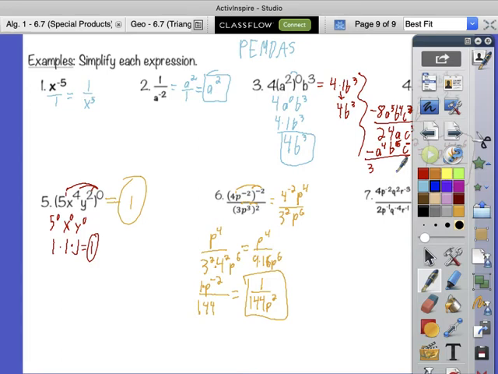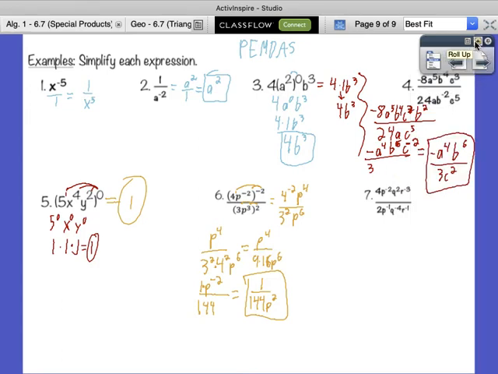Let's go and take a look at number 7 here. 4p to the negative second, q squared, r to the negative third, all over 2p to the negative first, q to the negative fourth, r to the negative first. Got a lot of stuff going on here. Got a lot of negative exponents. First steps first, let's figure out what's moving.